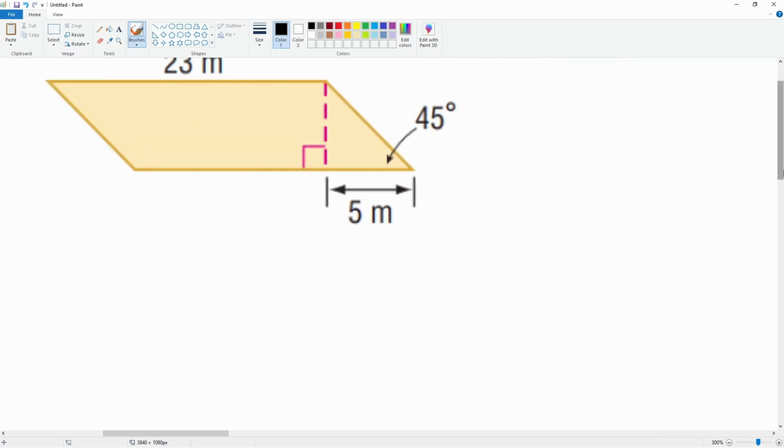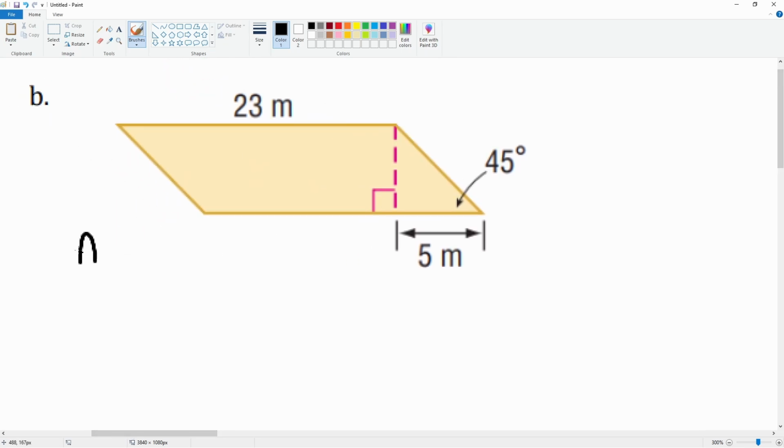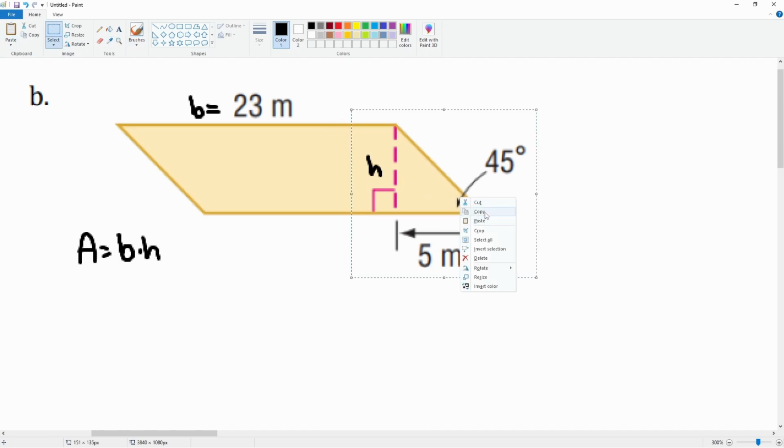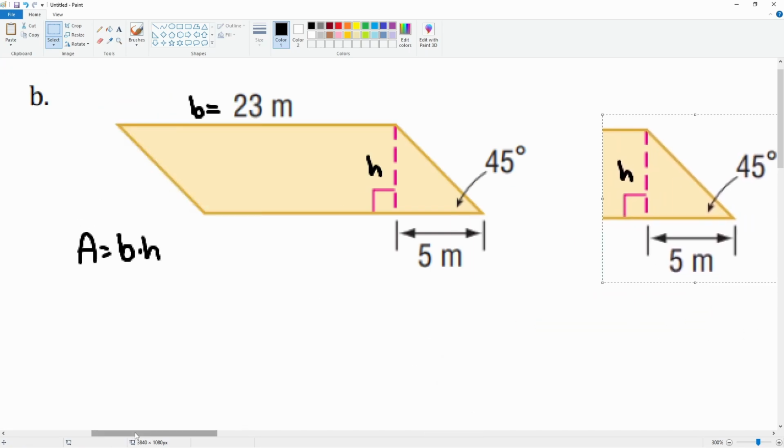Okay, same thing for B. We want to find the area, so our area is base times height. We have our base here, which is 23. The whole thing here is 23, so the base is 23. We're just missing the height, but we can solve for it because look what that piece is. We can do a simple trig problem here.